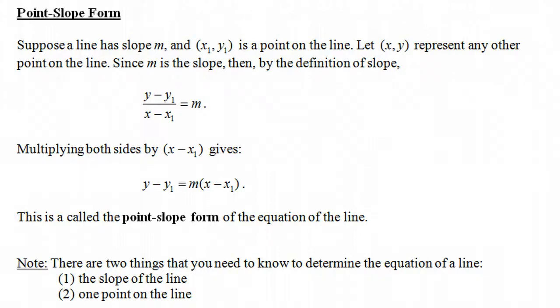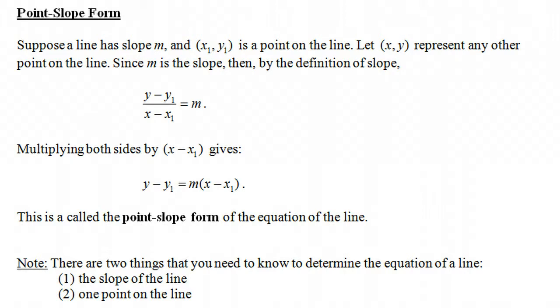In this video, we're going to talk about point-slope form. Suppose a line has slope m and (x1, y1) is a point on that line. Let (x, y) represent any other point on the line, and since m is the slope, then by the definition of the slope, m is (y minus y1) over (x minus x1).